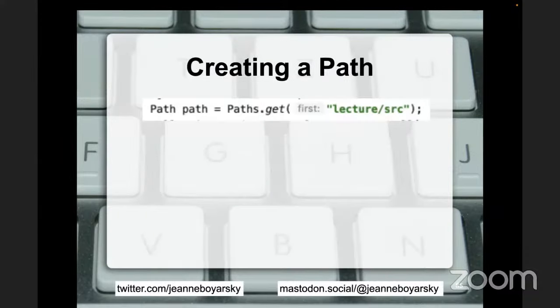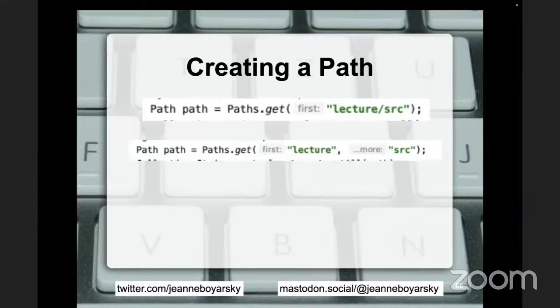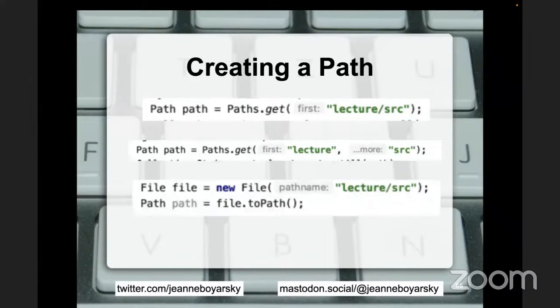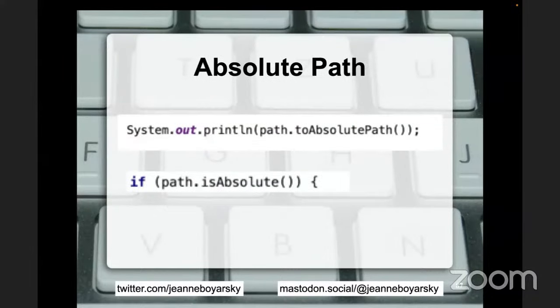Okay, now we're creating a path. Paths are useful because you're going to do file IO in a moment, and you have to create a path in order to do your file IO. So you call Paths.get, and that gives you a path which represents your file. You can have it all in one shot, or you can separate it out. Or you can even use a legacy file if you have one available to you. Then we can call methods.